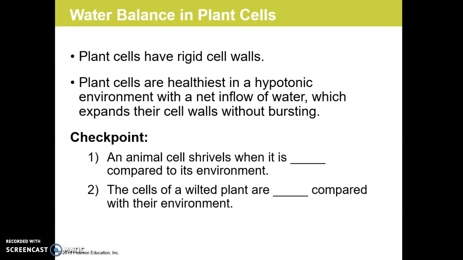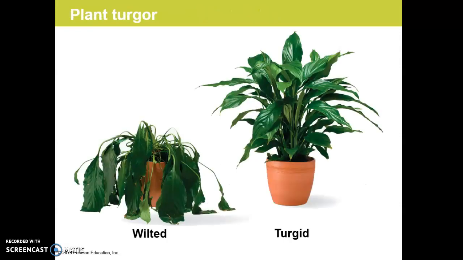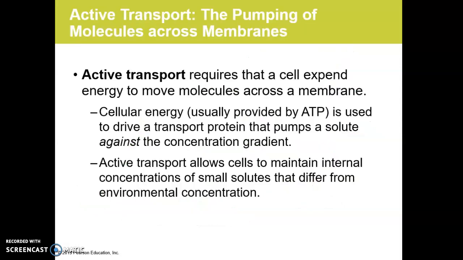An animal cell shrivels when it is blank compared to its environment. And that's looking for hypo, hyper, or isotonic. Checkpoint 2: the cells of a wilted plant are blank compared with their environment. It's looking for hyper, hypo, or isotonic. Okay, this is just a picture. A wilted plant is flaccid. A healthy, upright plant is turgid.